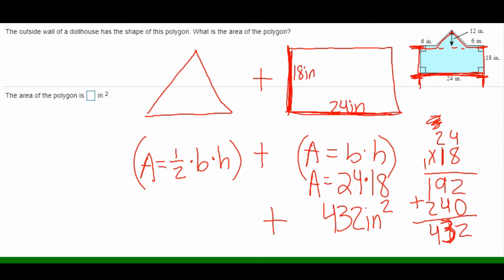Now I need to find the area of the triangle. Now this is going to be a little more complex, but I can see that the height of the triangle is from here to here, and I can see this is 12. So I can easily substitute my height of the triangle in, 1/2 times 12, but I need the other dimension. The other dimension is from here to here.